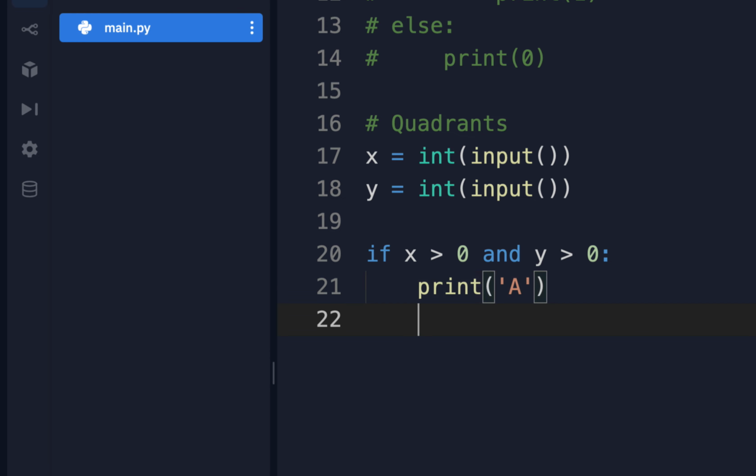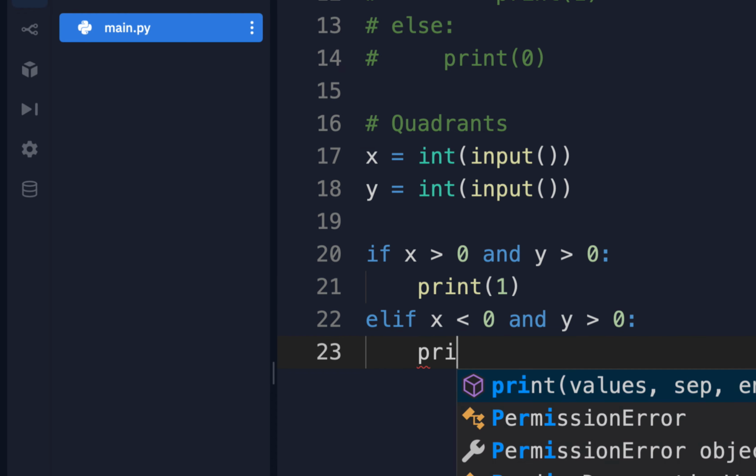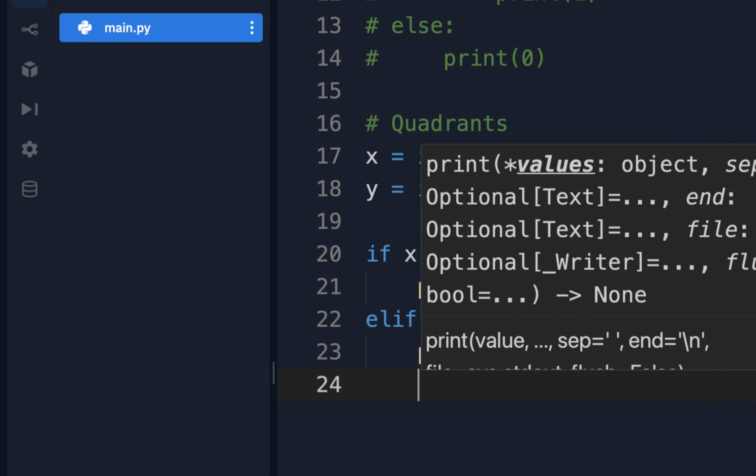But in the problem it says 1. Okay, then let's print 1. Then how about for 2? What should I do? X is less than 0 and Y is bigger than 0, right. Now Noah will tell me the 3 one. 2 is finished, 3.